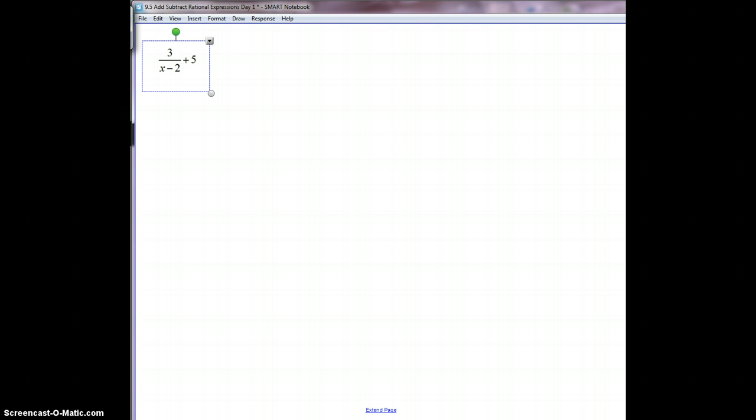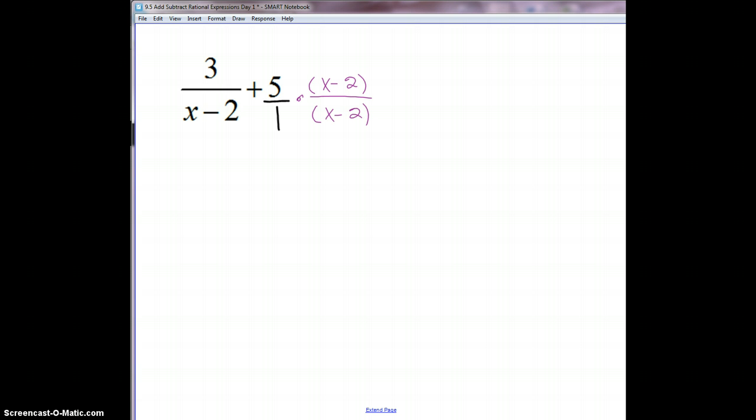Okay, this one. Guys, remember, the 5 is a whole number. For the whole number, you just put it under 1. So all we really need to do is multiply this left fraction by x minus 2 on top and bottom. Left fraction, right fraction. Combine your numerators.